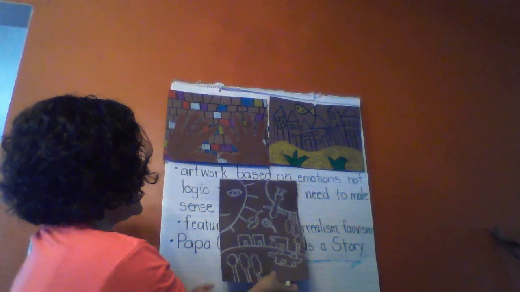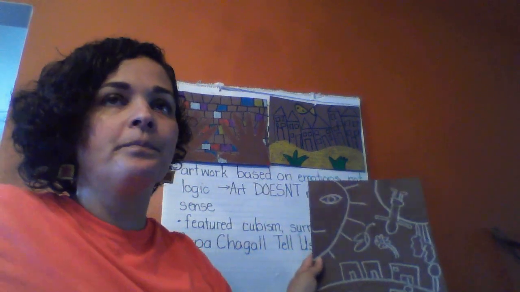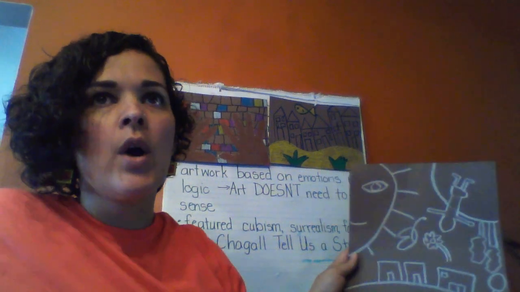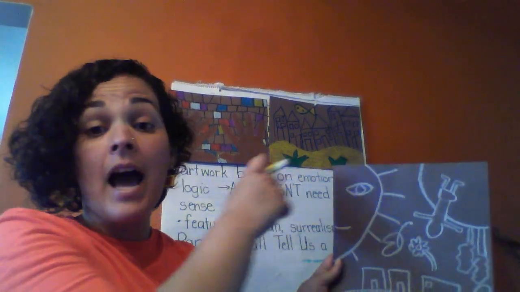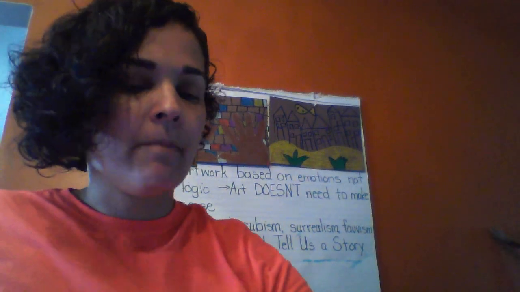All right. Again, it's seeing the unexpected. A lot of his paintings too were very dreamlike. So he would have somebody flying towards the sun or somewhere in the sky.